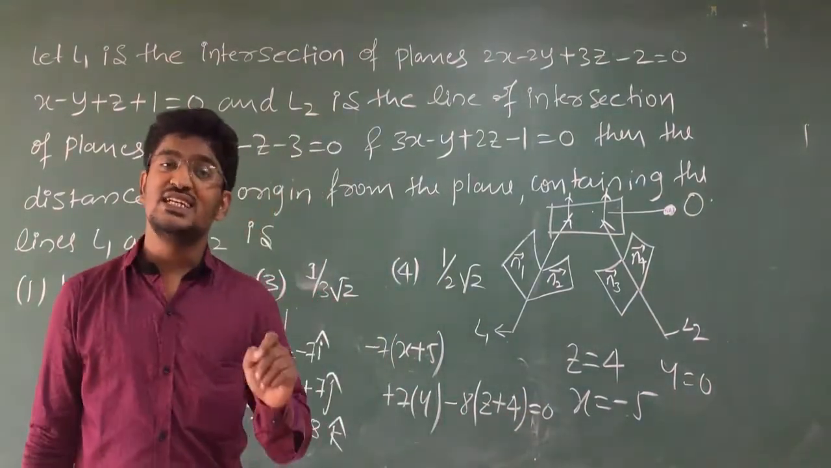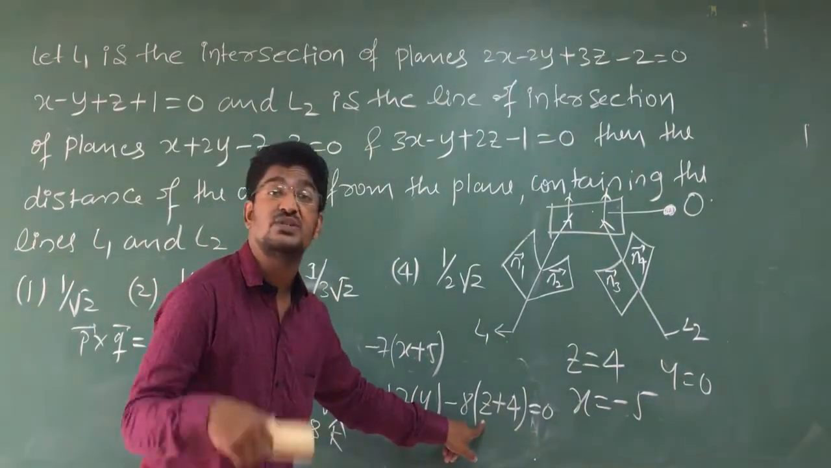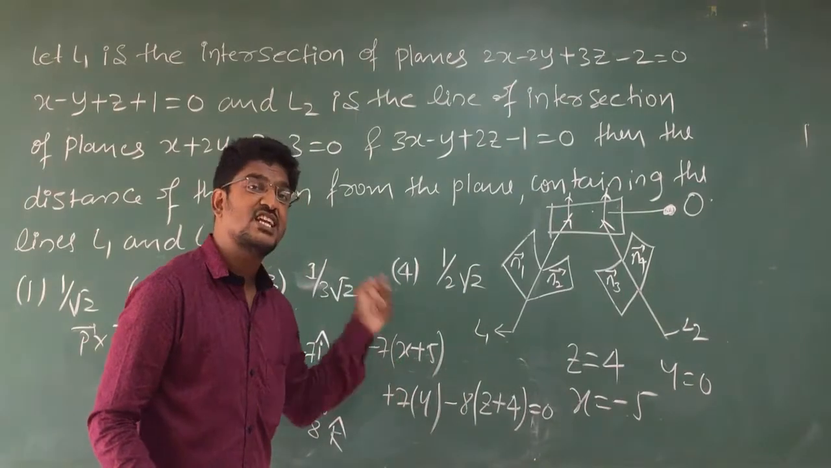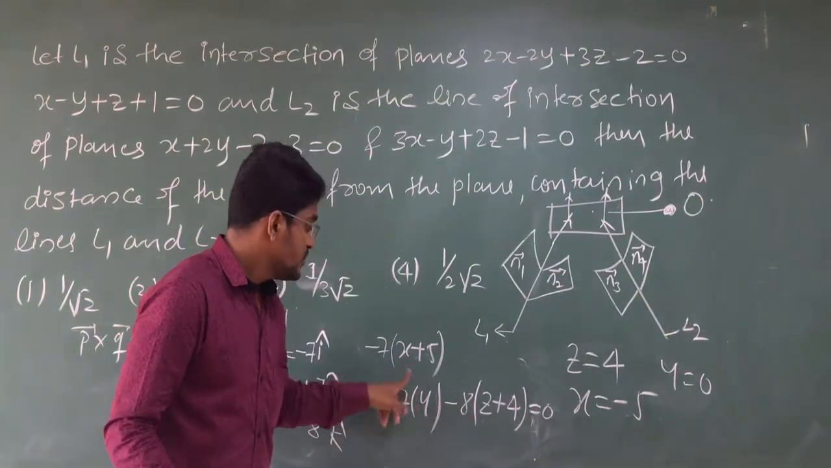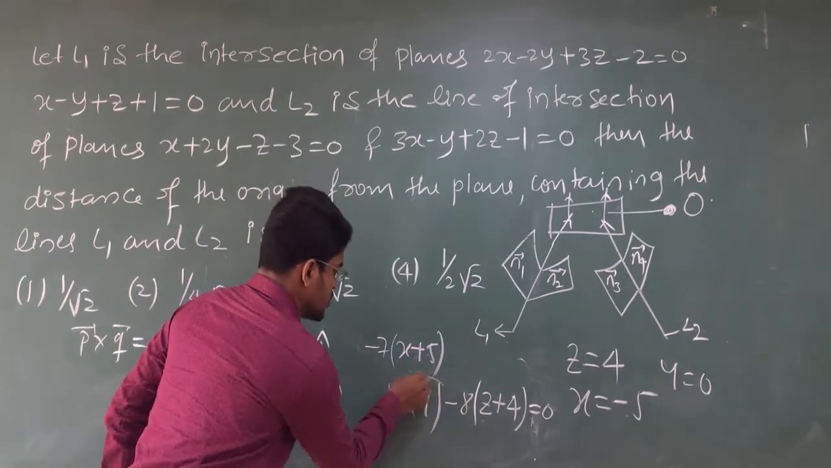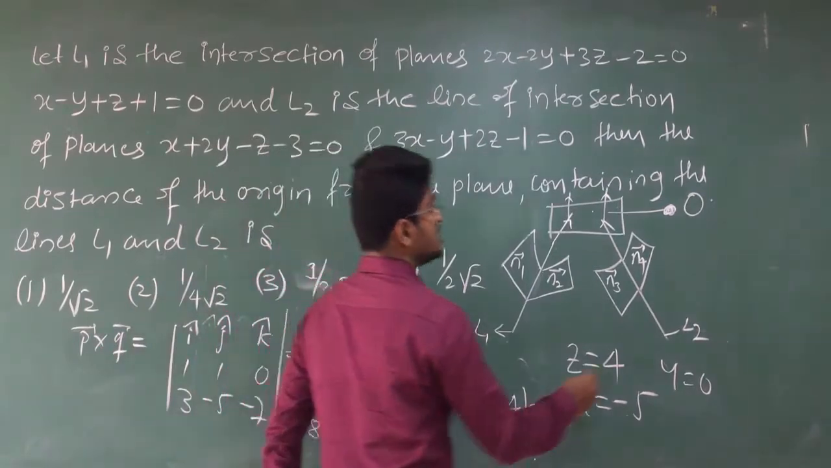Now you have to calculate the distance from the origin. Distance from origin means x, y and z will be 0, because you are calculating distance from origin. So x, y, z will be 0. If these terms are 0, this is going to be completely 0. Minus 7 into 5 will be minus 35.